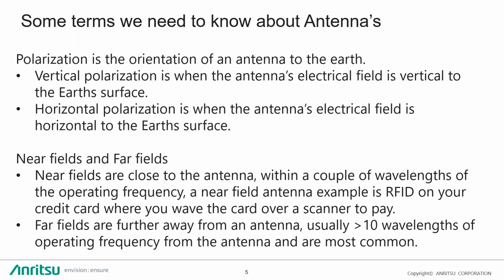And then we have near fields and far fields. Near field antennas are very close, and they're generally a couple of wavelengths of the operating frequency to a near field antenna. An example of that is RFID, when you use your credit card to swipe over a scanner to pay. And then far fields are further away from an antenna, usually at least 10 wavelengths of the operating frequency from the antenna. And those are most common that we see today.